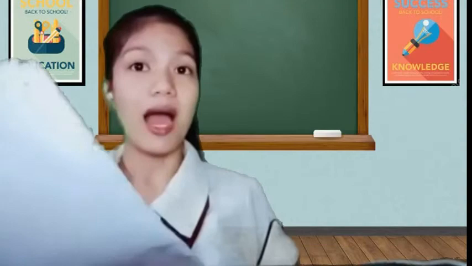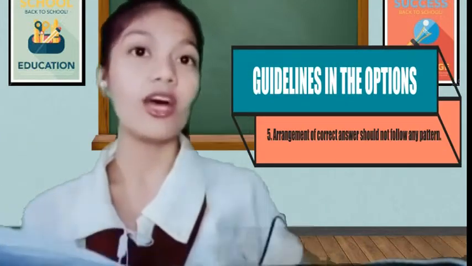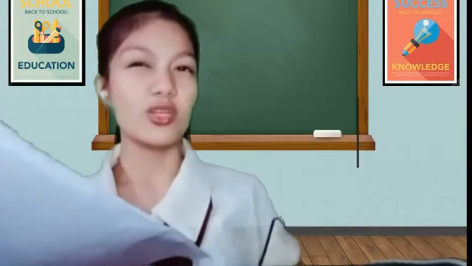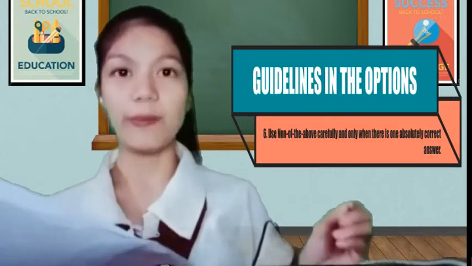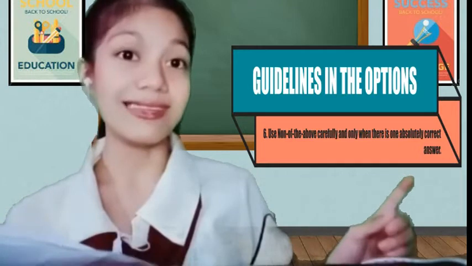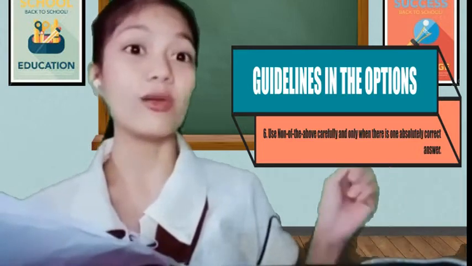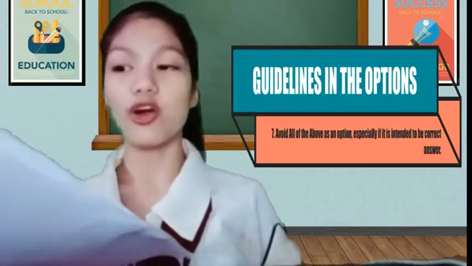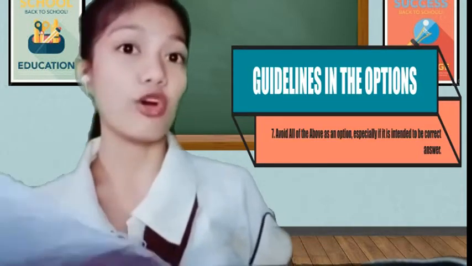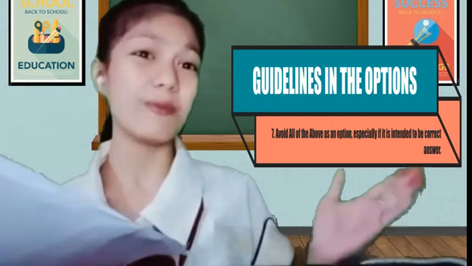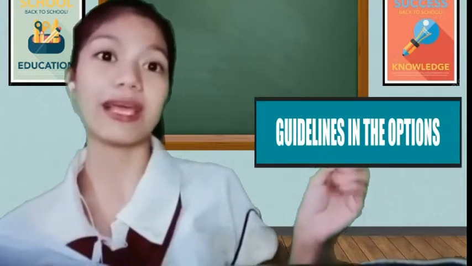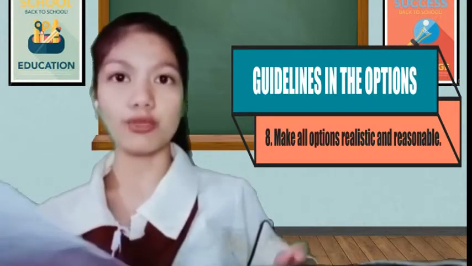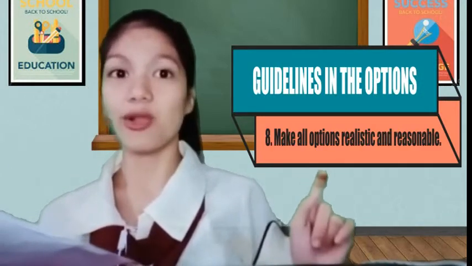Number 5, the arrangement of the correct answer should not follow any pattern. Number 6, use "none of the above" only when there is one absolutely correct answer. Number 7, avoid "all of the above" as an option, especially if it's intended to be the correct answer. Number 8, make all options realistic and reasonable.